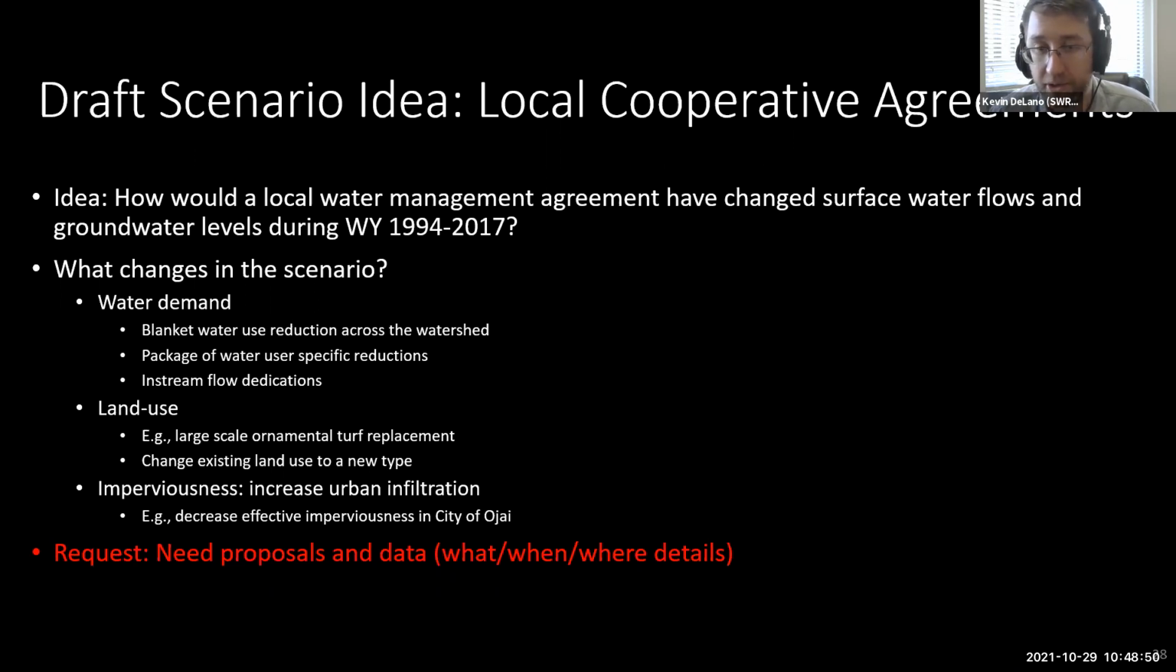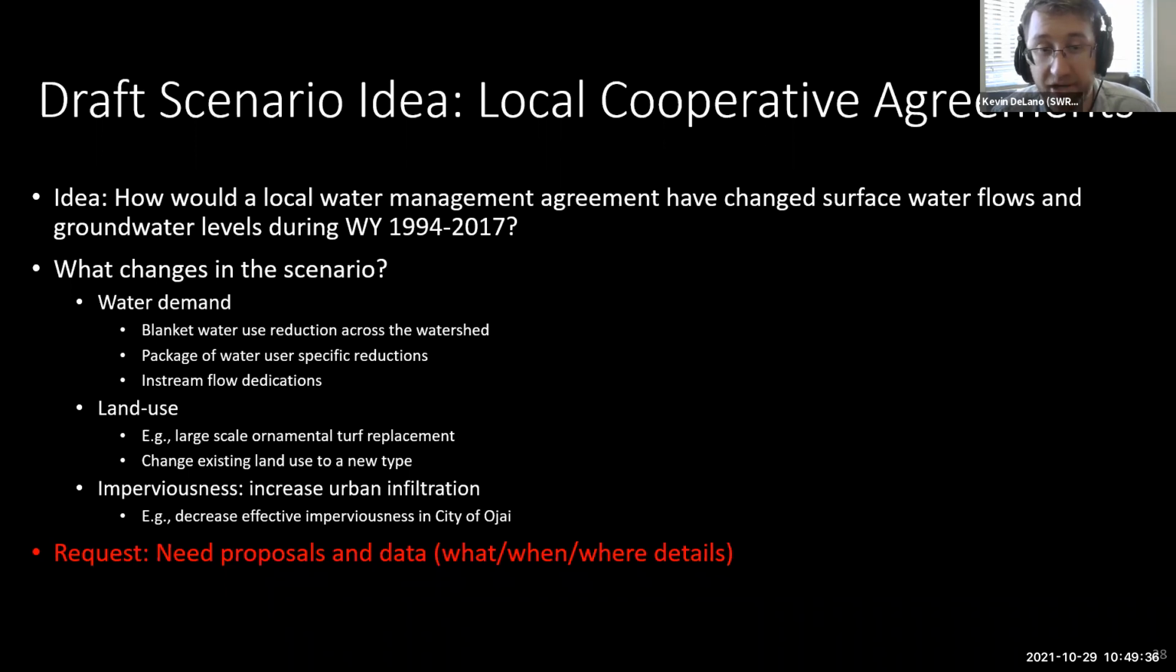We don't want to try and build a scenario where we just simulate one water user changing their water use. Getting a full package of all water user specific reductions could be represented, and that would be of a scale that would show up. Another way to change water demand is a blanket water use reduction across the watershed. Say there's a 5, 10, 15% reduction in water use. How would that change surface water flows and groundwater levels? A component of this could be in-stream flow dedications. If water right owners are conserving water, but they decide that they want to dedicate a portion of their water right that they're not using to the stream, could we represent that in the model?